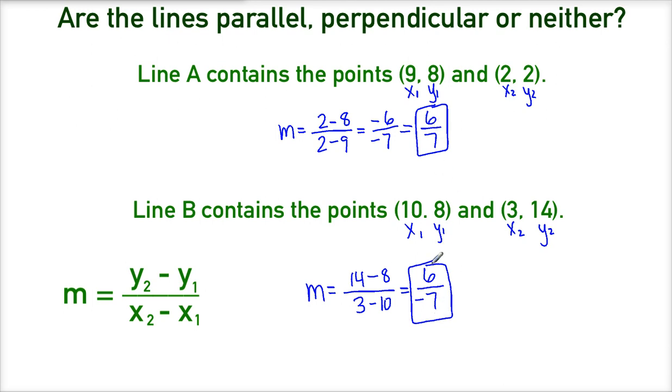So look at the slopes between these two lines. Are they parallel, perpendicular, or neither? Well, I noticed that they have opposite signs. This one's positive and this one's negative. However, they aren't reciprocals of each other. Well, reciprocal means that if this one was 6/7, this one should be 7/6. So these two lines are actually neither parallel nor perpendicular.